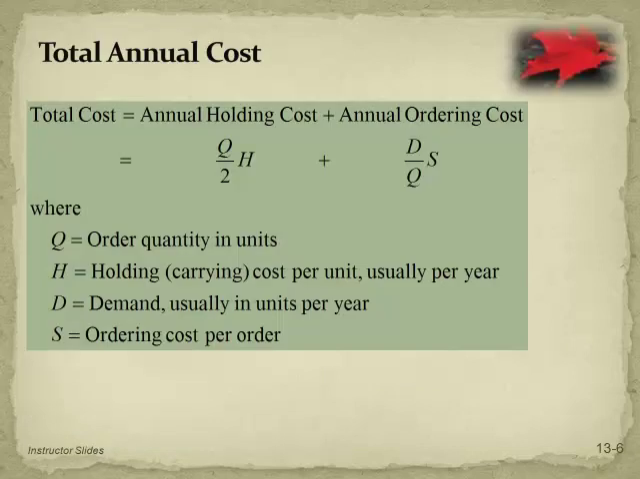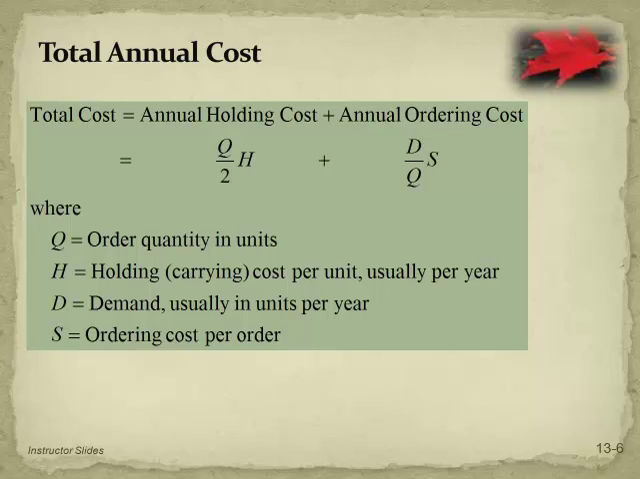Now, the annual cost associated with this inventory item, the two principal costs that we are concerned with are the annual holding cost and the annual ordering cost. Now remember that holding or carrying cost is that cost associated with keeping an item in inventory for usually a year. What does it cost us to keep it in inventory?